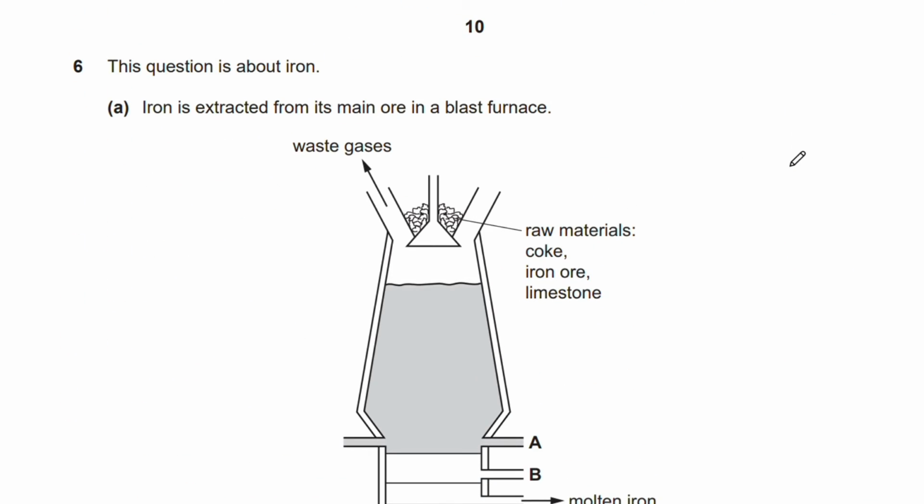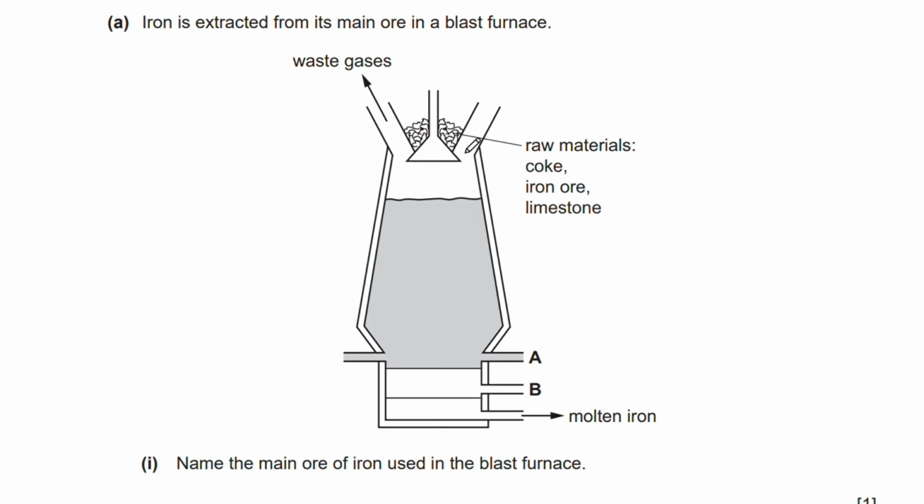Next question. This equation is about iron. Iron is extracted from the main ore in a blast furnace. As you can see, the blast furnace: the raw materials coke, iron ore and limestone are added. Waste gases are given off. Then you have chamber A and B, and the molten iron at the bottom, which is taken out.